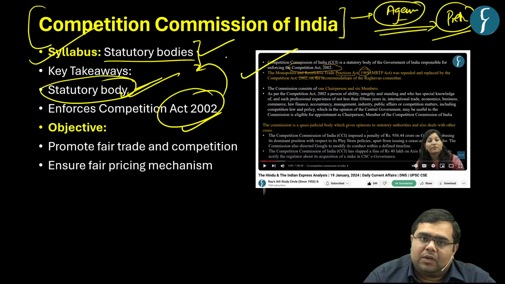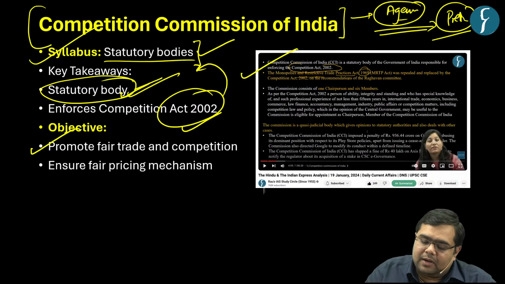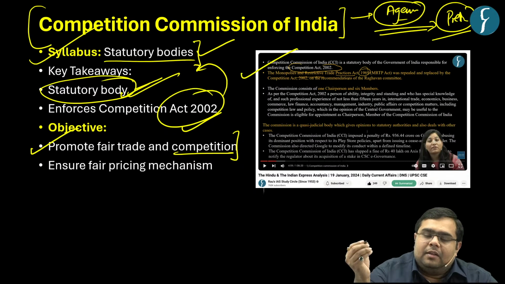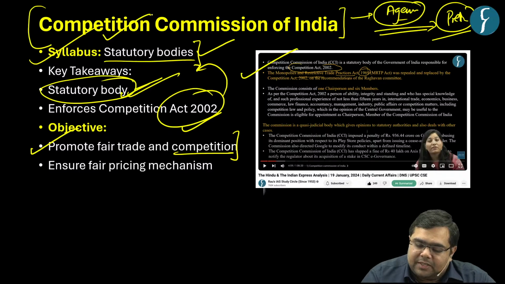2002. What are the purposes? What are the key objectives? First one being to promote free trade and a healthy competition between the body corporate of India. And then see, the name itself suggests that it is Competition Commission of India.